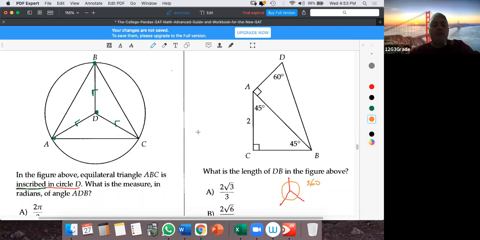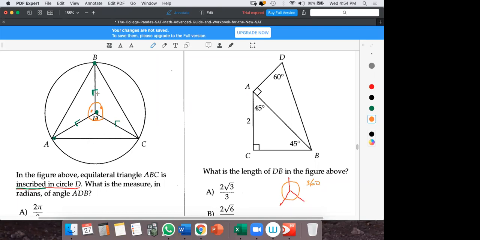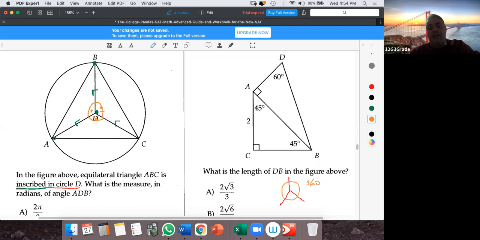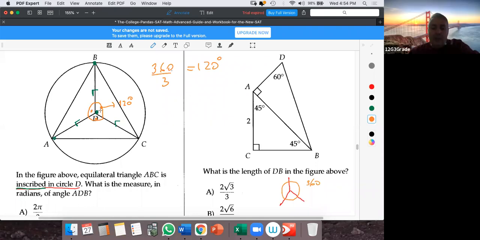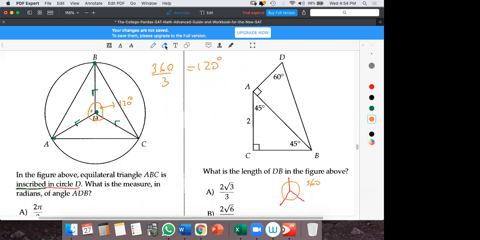Okay, and one more piece of information. These angles add up to 360. Can we say these angles are equal to each other? Radius, radius, radius, so you are dividing the whole circle into 3 equal parts. That means one of them will be 120 degrees. I mean, 360 divided by 3 is 120 degrees. So can we say all of them are 120? Yes, 120, 120, 120.